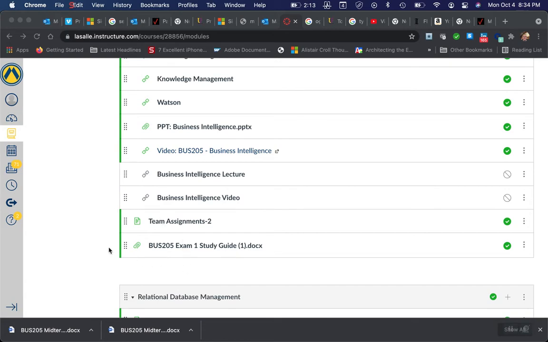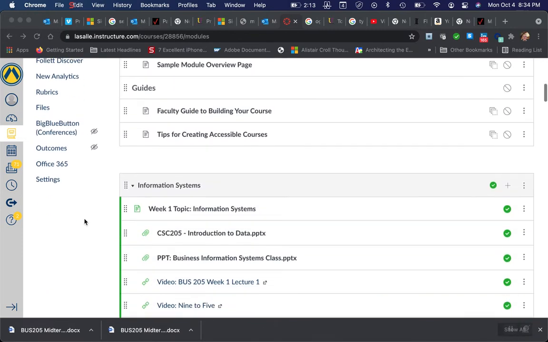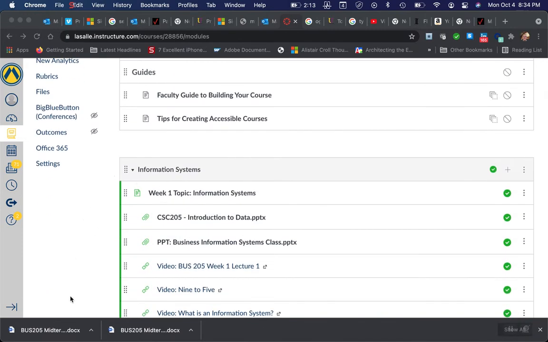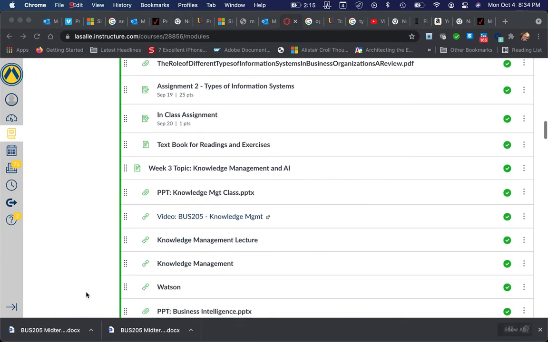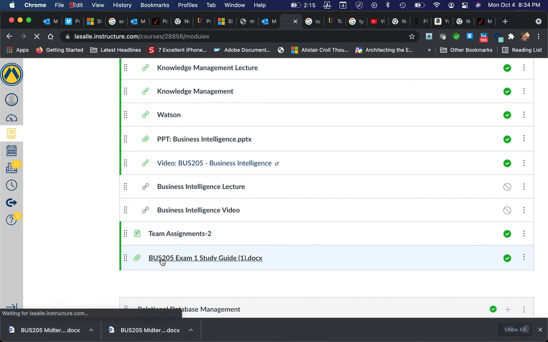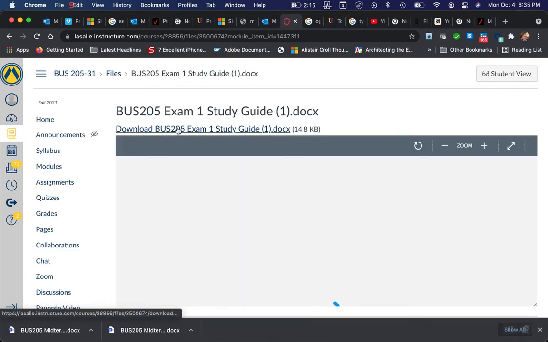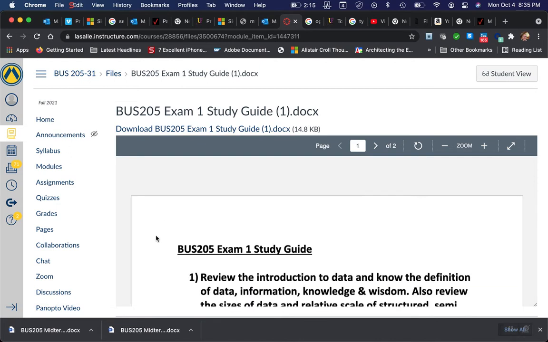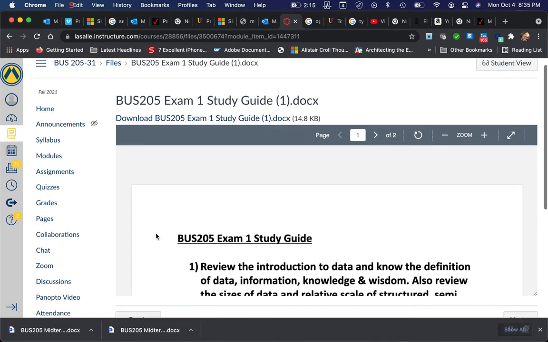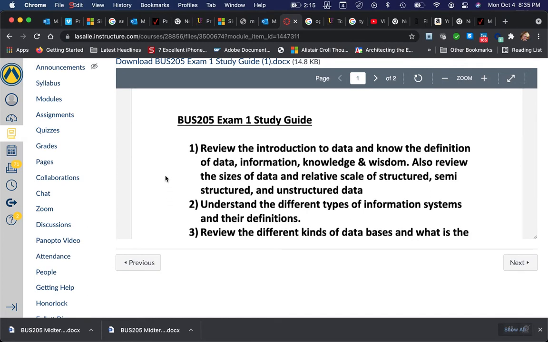All right, so you'll find the study guide itself at the bottom of our information systems module. Right, last item. You can download it or you can look at it online. We'll look at it online here.